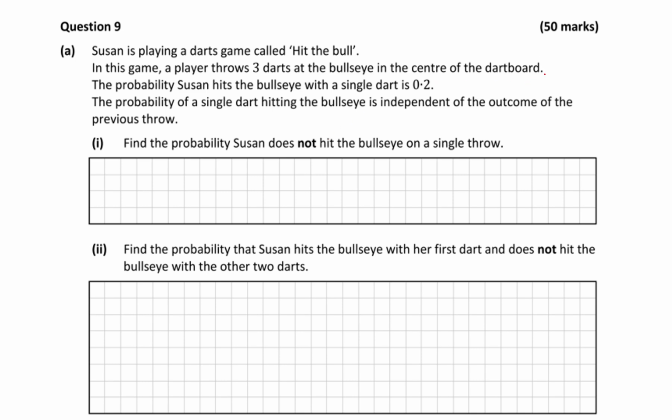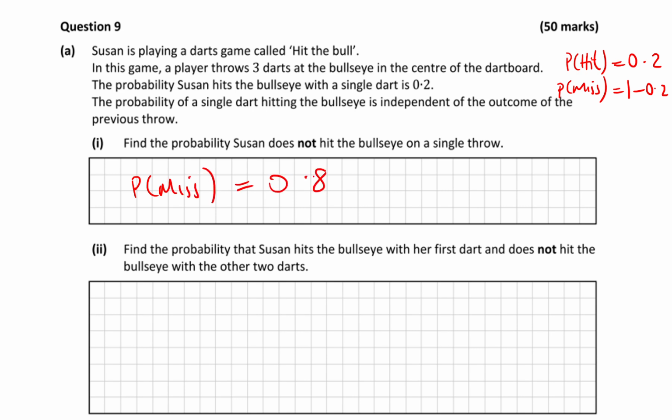So she hits it. Hit is 0.2. So it looks like miss is going to be 1 minus 0.2. So probability of a miss is going to be 0.8, yeah? Comprende? Find the probability that Susan hits the bullseye with her first dart and does not hit the bullseye with the other 2 darts.